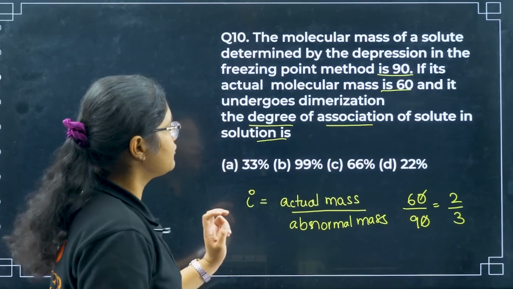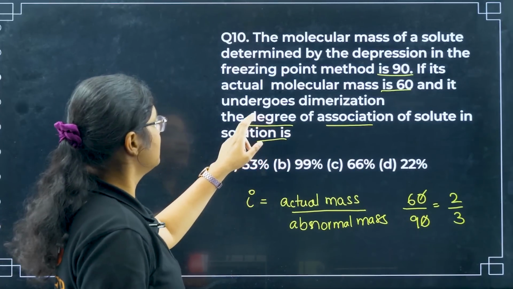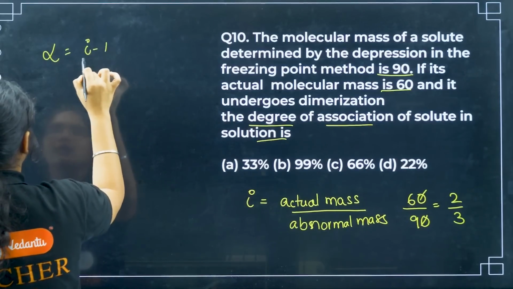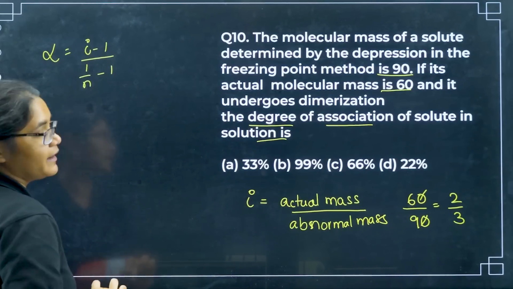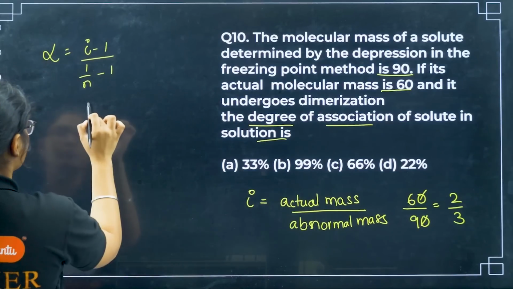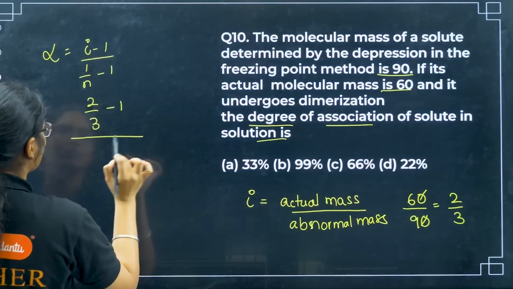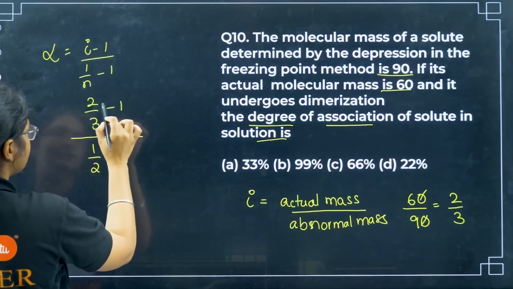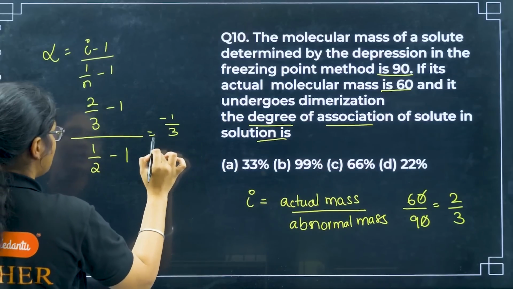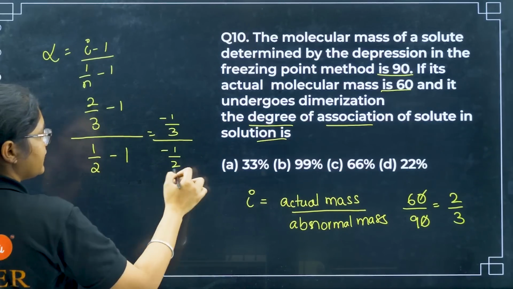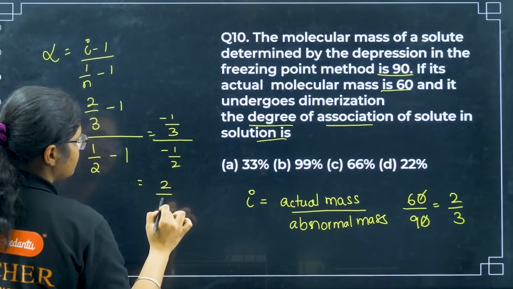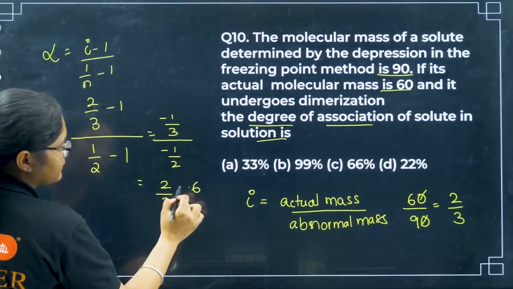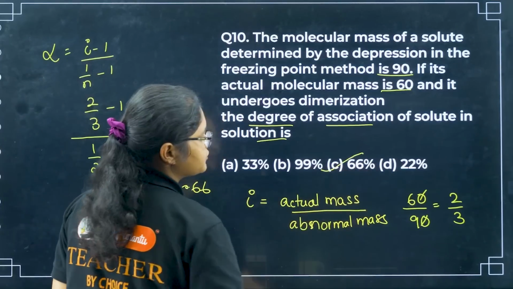Now what we have to do? We have to calculate the degree of association, that is your alpha. Alpha is equal to i minus 1 divided by 1 by n minus 1. So what is the i value? I have got 2 by 3 minus 1 whole divided by 1 by 2 minus 1. Now 2 by 3 minus 1 is minus 1 by 3, divided by minus 1 by 2. So if I take this one, I will get 2 by 3, which is 0.6 I think, or if you convert it into percentage, you will get 66%. That is option number C.